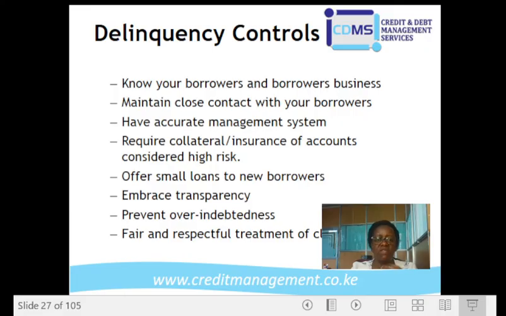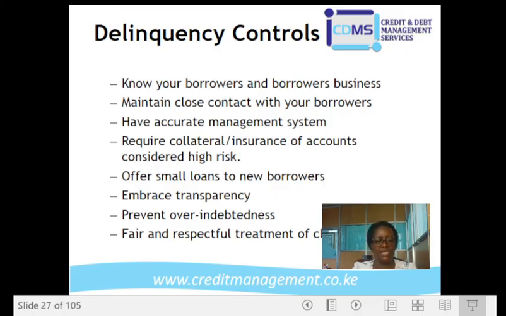Then the other one is prevent over-indebtedness. If already you have analyzed the customer's books and you've realized they have overborrowed, they have borrowed from Paul, they have borrowed from Tom, they have borrowed from XY Limited, and you can clearly see these guys are everywhere and they are indebted, why add more pain? Because most probably they will get a loan or a facility from you, go pay the older accounts, and then now you are the only one who will be left with a challenge. So that's why we are saying prevent over-indebtedness by all means.